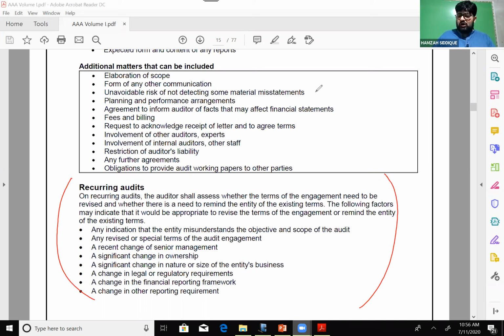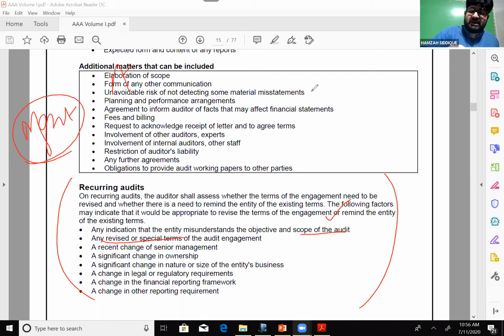If there is some sort of misunderstanding about the scope of the audit, or about roles and responsibilities, then it needs to be revised. If they are going to revise terms, like the billing or fee, you want to revise that? Then change the engagement letter. I said management and the auditors sign it.